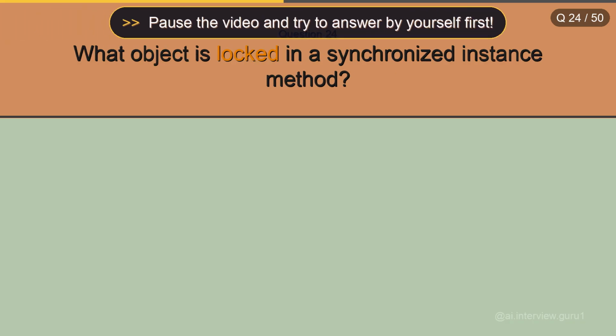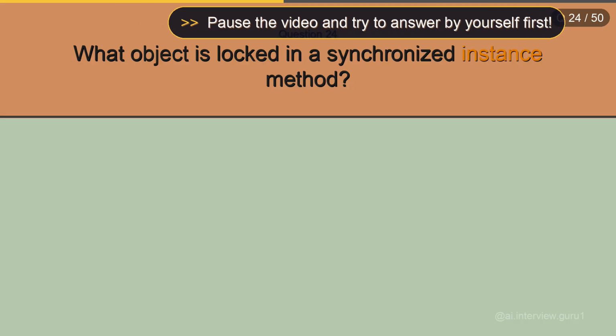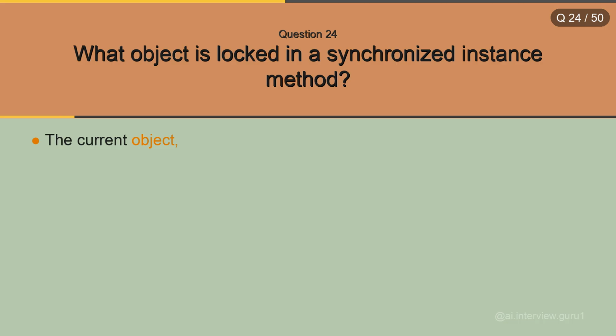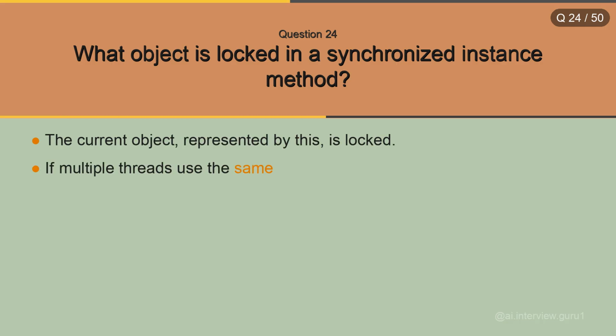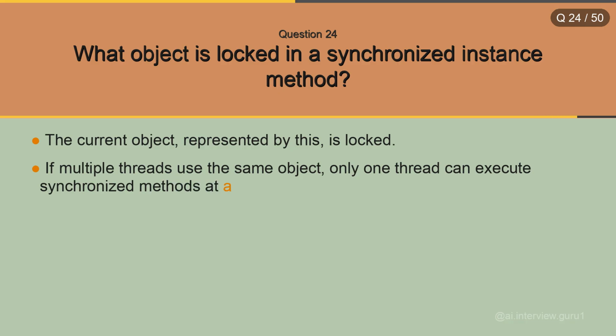What object is locked in a synchronized instance method? The current object, represented by this, is locked. If multiple threads use the same object, only one thread can execute synchronized methods at a time.